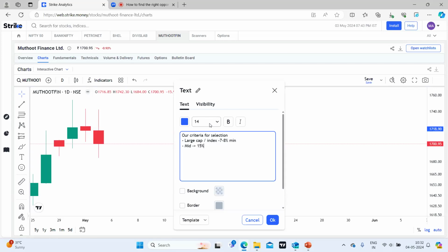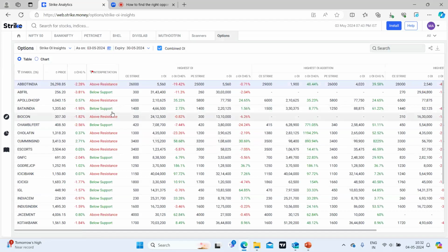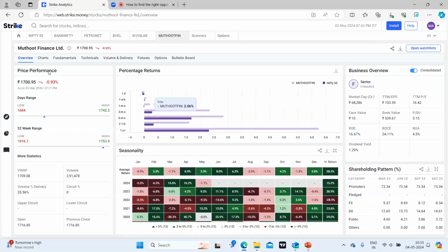Once this has happened, that means there is a substantial threat to the option writers. So our purpose is to identify only two things in above resistance and below support. One is, if we are taking above resistance, double digit, like Chola Fin, highest resistance has been broken, right? And there is a 23% reduction. So this becomes a visit, right?